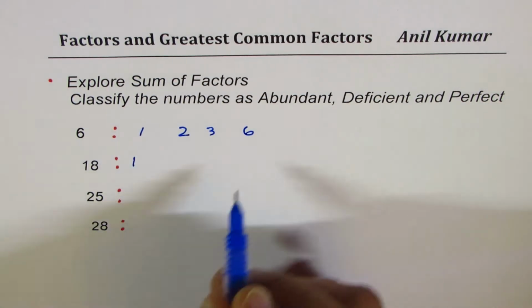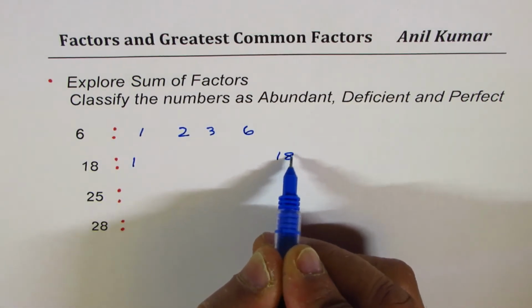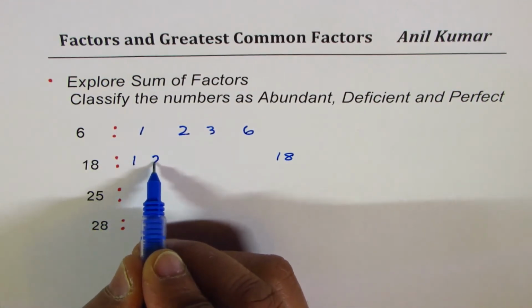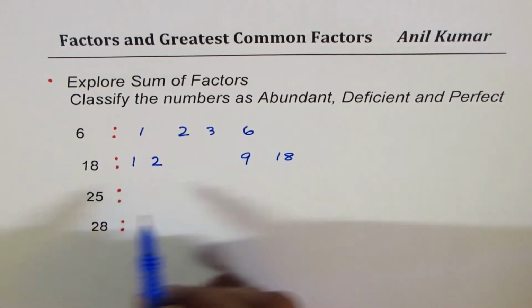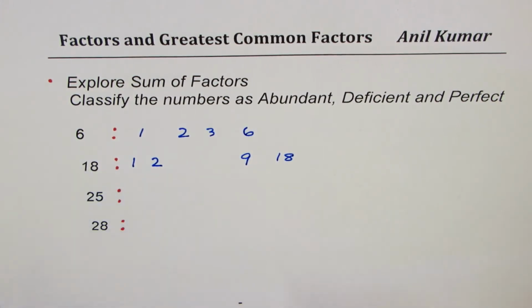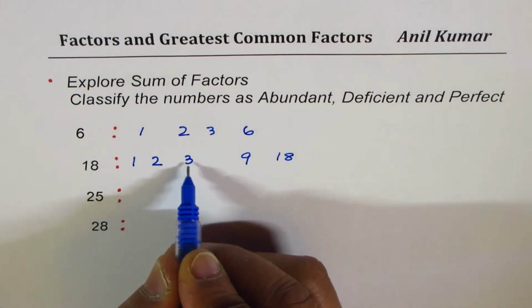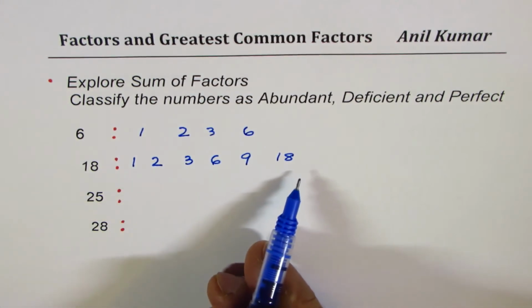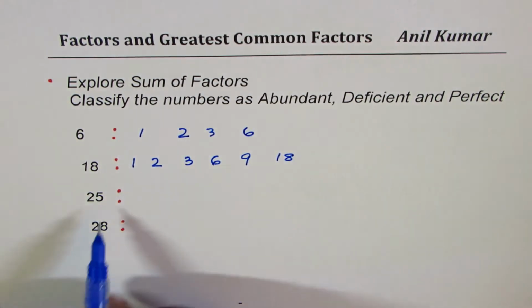18 could be written as 1 times 18. So we know that. Now 18 we could multiply by 2 also, which is 2 times 9. 8 plus 1 is 9, so it can be divided by 9, and 3 also, right? So 3 is also a factor. 3 times 6 is 18. So that gives you all the factors of 18.